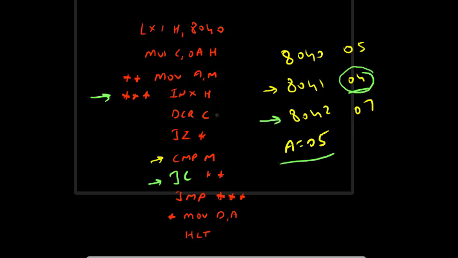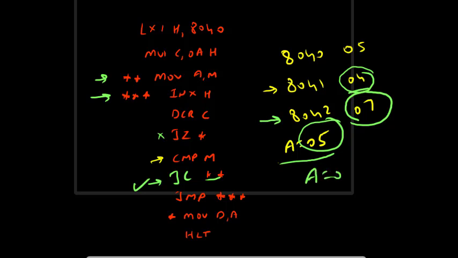With INX H, the next memory pointer is 8042. Again DCR C, but because C was 9, now it becomes 8, so this instruction is not executed. Then CMPM. Now it will compare, because the new memory pointer is 8042, so these two are compared. Here, because the content of the memory is greater, carry is generated and this JC condition is satisfied, so it jumps to the double star at this point. So now this data M goes to A, so now A becomes 07.